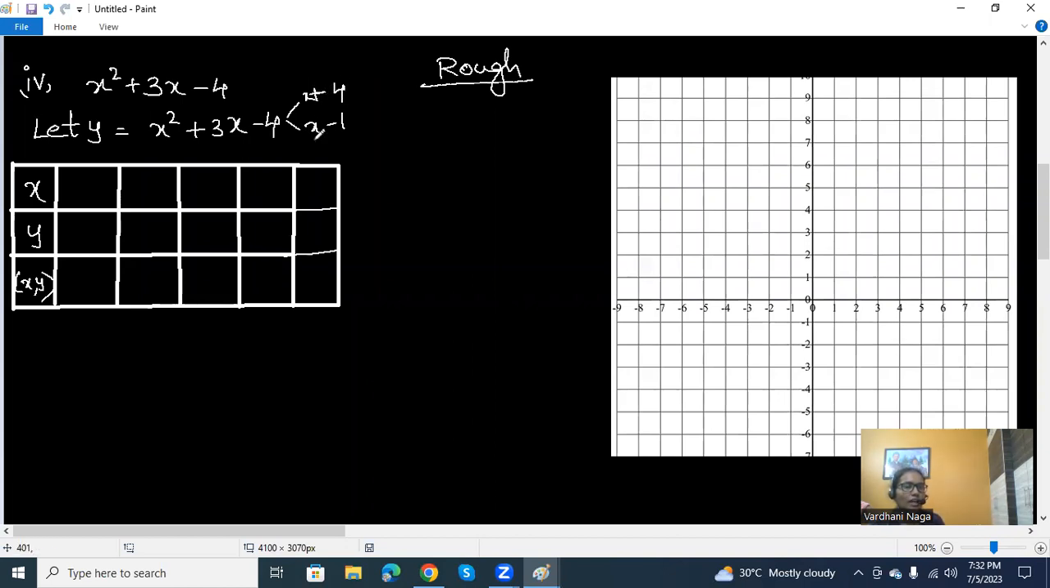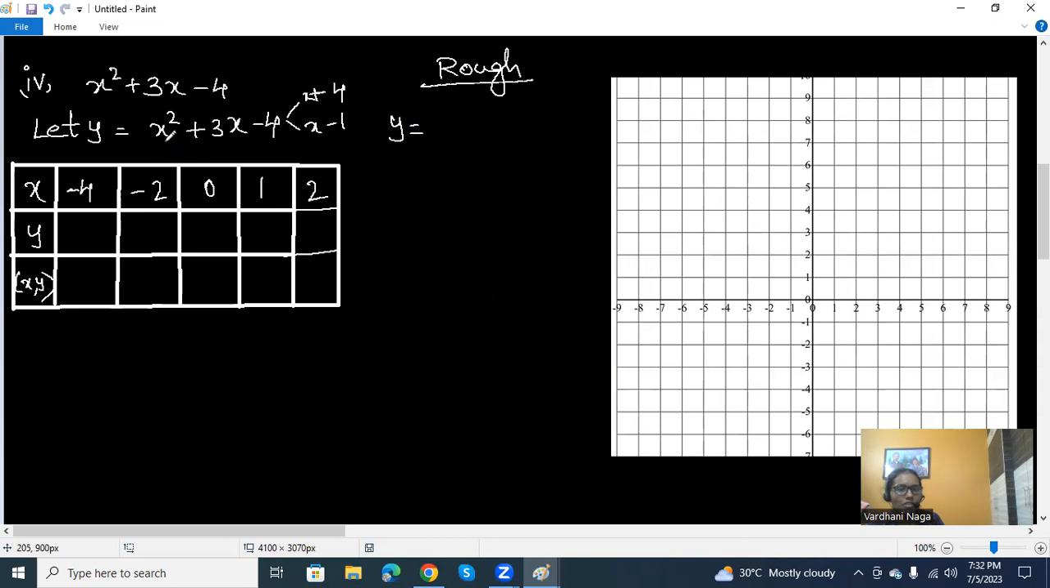See, when you know the factors, if you equalize the factors to 0, you can find out the x value. x plus 4 equal to 0 gives x value as minus 4, and x minus 1 equal to 0 means x value is 1. So we can understand the zeros of this polynomial are minus 4 and plus 1. So that's the reason I am taking minus 4, minus 2, 0, 1, 2. Okay. So let's do it in the rough work.